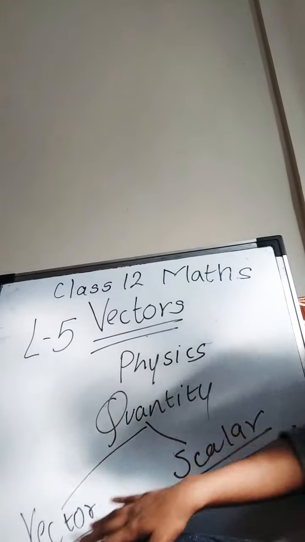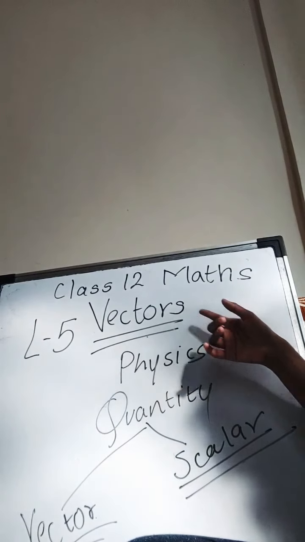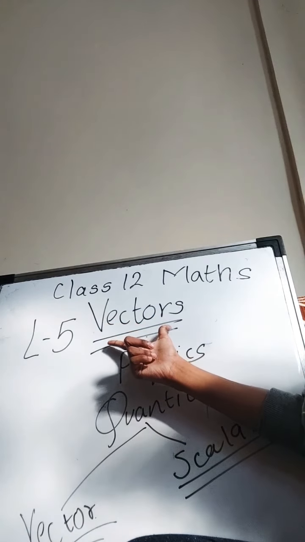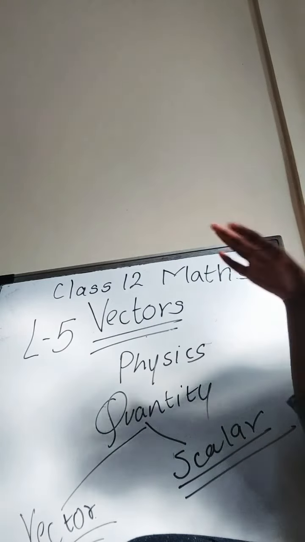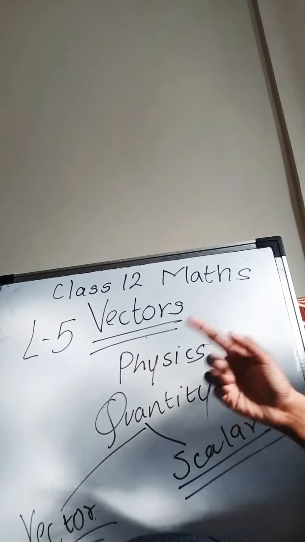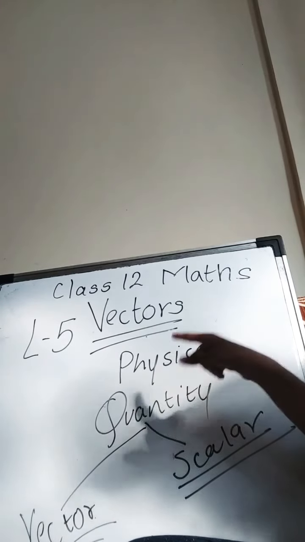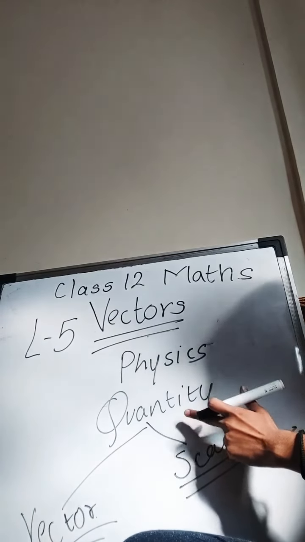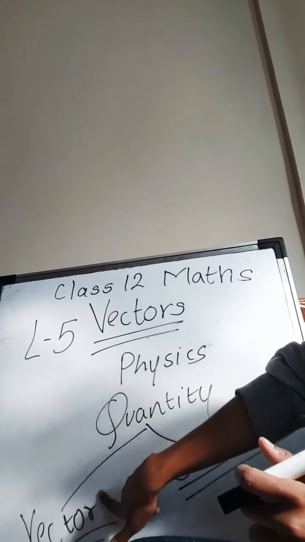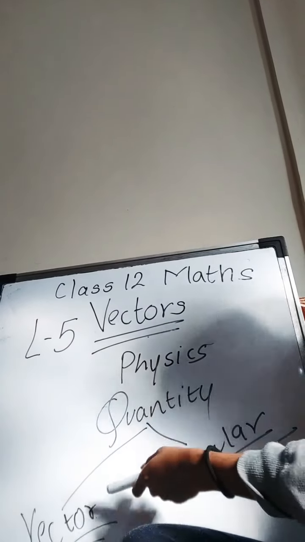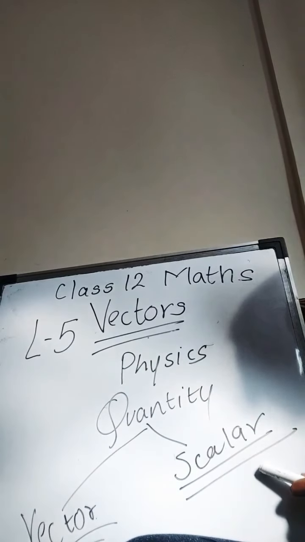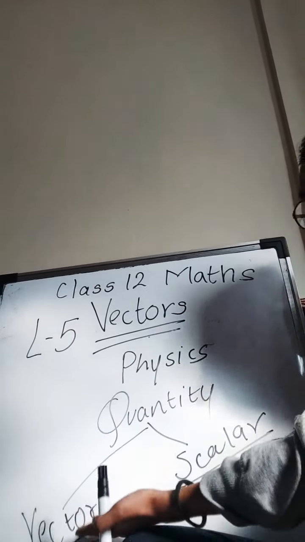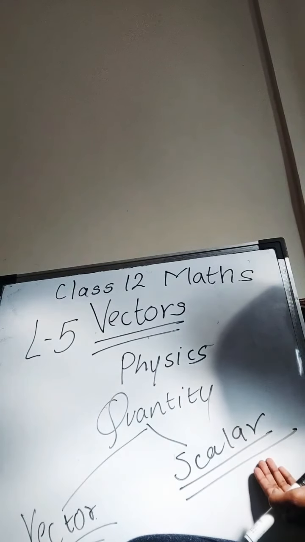Now I have already written this, that you must have got introduced to vectors in your earlier standard, that is in your 11th standard in physics subject. We know that any quantity has two types. First one is a vector quantity and the second one is a scalar quantity. Now what is a vector quantity and what is a scalar quantity?